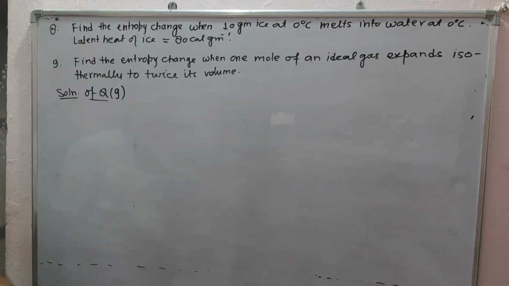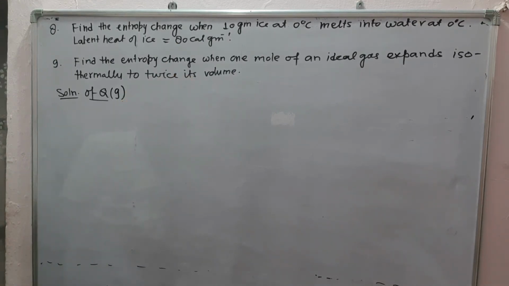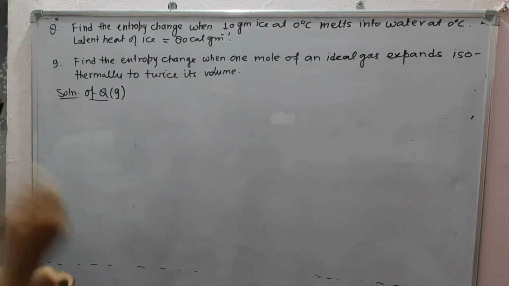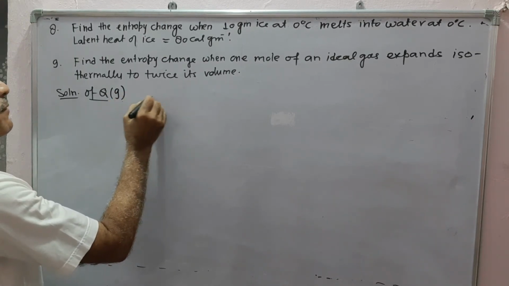Next, question number 9. Find the entropy change when 1 mole of an ideal gas expands isothermally to twice its volume. Here the process is isothermal, therefore temperature is constant. So, solution to question 9.